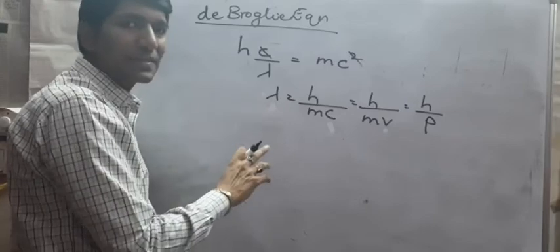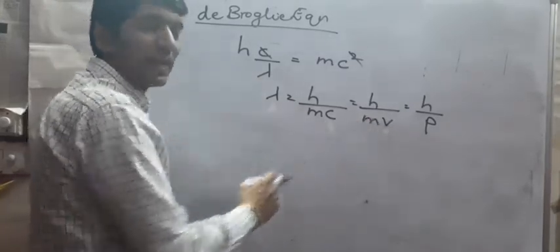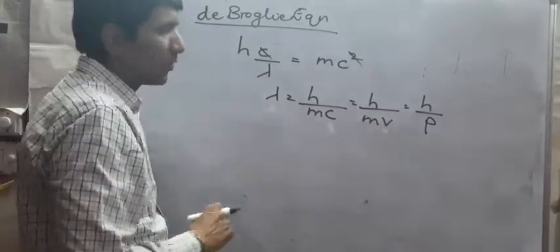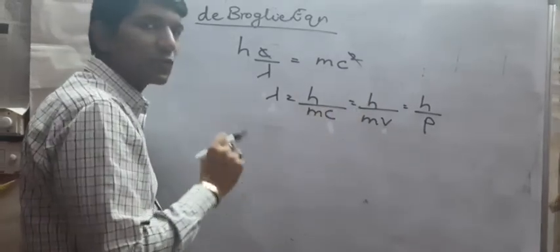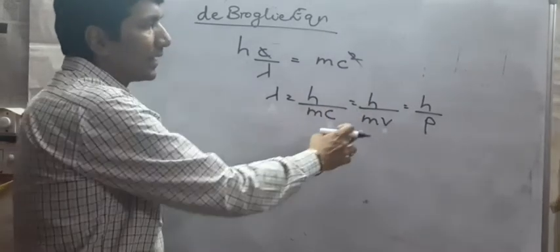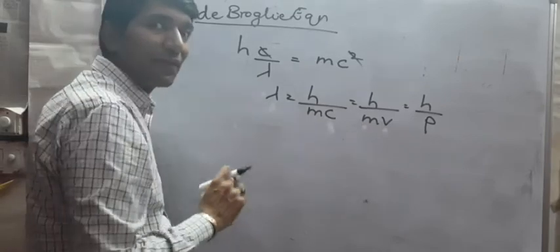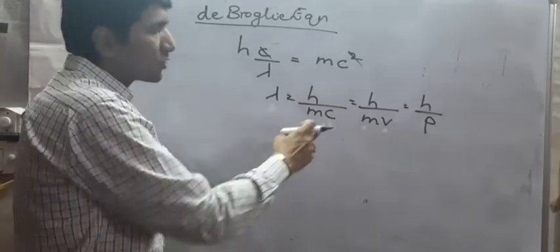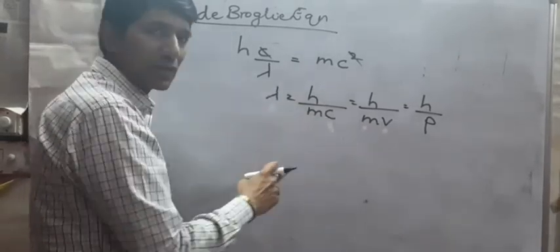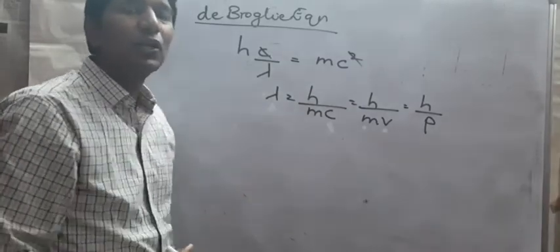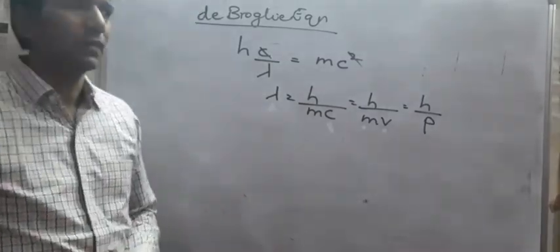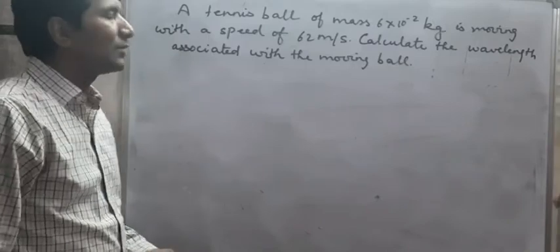Now see, what happens is generally the speed is given in meters per second. Okay, the value of h is in joule second, and here the value of mass will be given in kg. Okay, so you need to place those values out here and then solve the numericals. Now let's look at the numerical for the de Broglie equation.